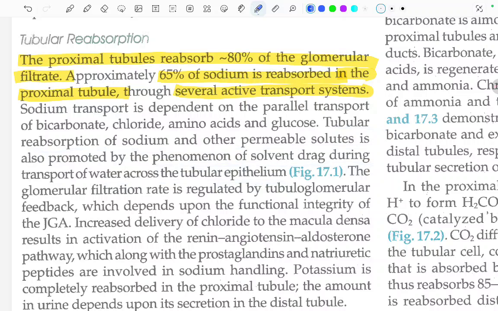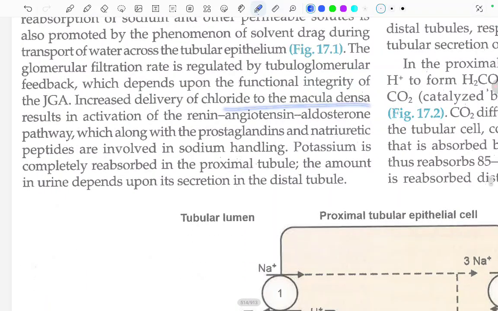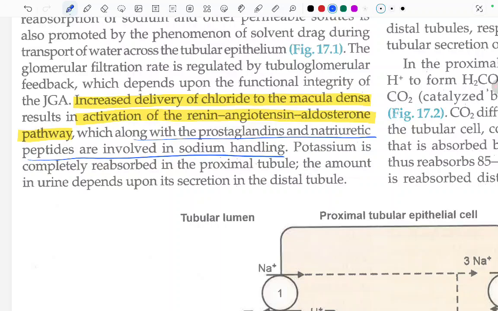The glomerular filtration rate is regulated by tubuloglomerular feedback, which depends upon the functional integrity of the juxtaglomerular apparatus. Increased delivery of chloride to the macula densa results in the activation of the renin-angiotensin-aldosterone pathway, which along with the prostaglandins and the natriuretic peptides is involved in sodium handling. So if there is increased delivery of chloride to the macula densa, it results in what? Activation of the renin-angiotensin-aldosterone pathway, which along with the prostaglandins and natriuretic peptides is involved in sodium handling.